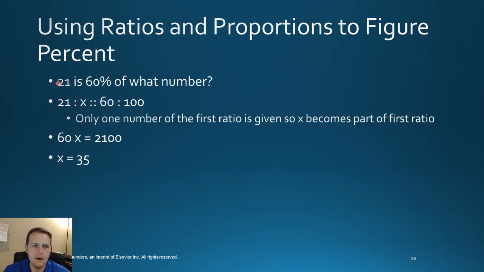So let's say we wanted to figure out 21 is 60% of what number? How can we figure that out? Well, basically, we could say 21 to x, because again, that whole number is what we're looking for here, in proportion to 60 over 100. Basically what we can do is say that 60x has to be equal to 2100, right? Divide both sides out, you end up getting 35. So 21 is 60% of 35.